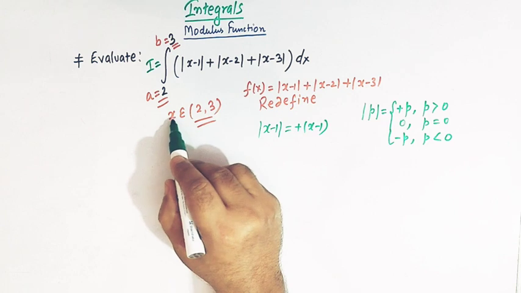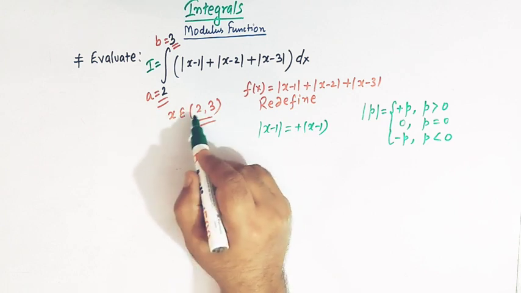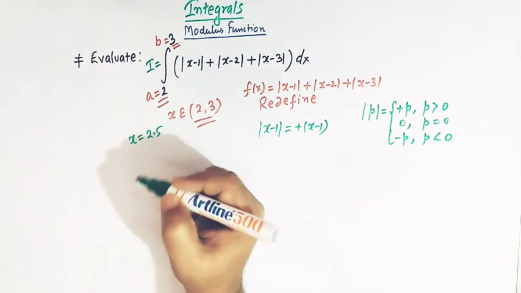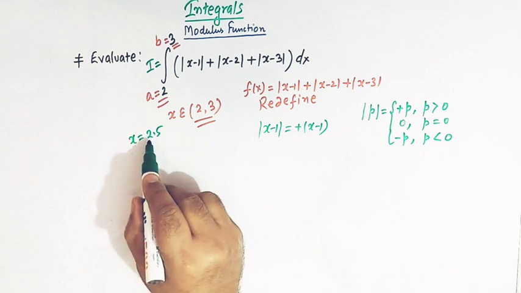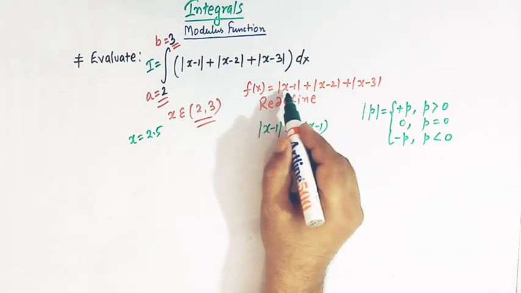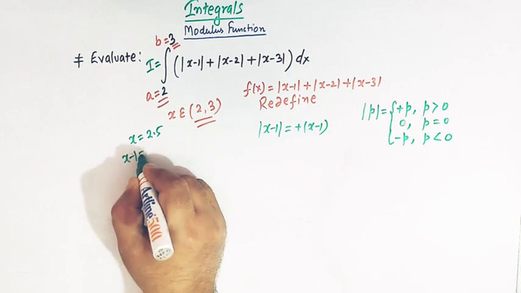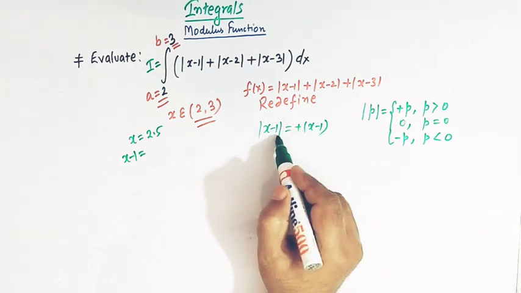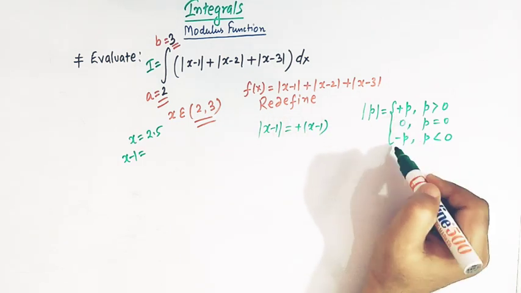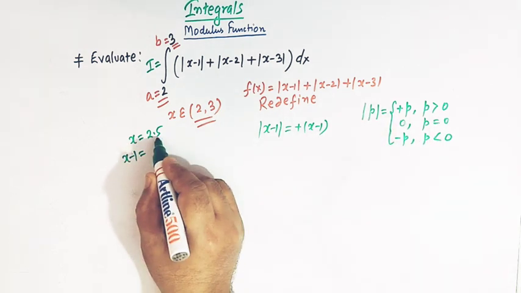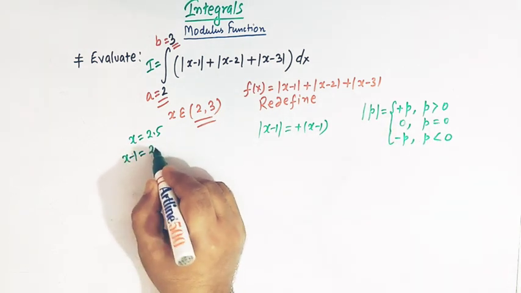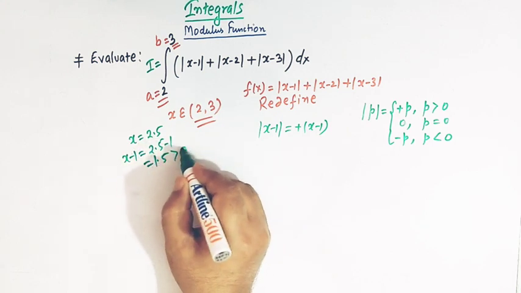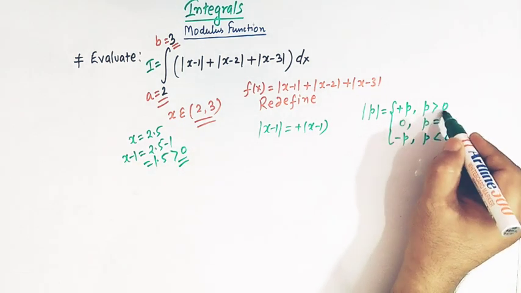Why? See, let us take for an example any value lying between 2 and 3. Let us take x is equal to say 2.5, right? And if we take this 2.5 and we calculate this difference, that is x minus 1, this is an easy method to get the sign of mod of x minus 1, right? Whether it would be positive or negative. So let us take x is equal to 2.5. So 2.5 minus 1 is 1.5, right? And 1.5 is obviously greater than 0, right? So p is greater than 0.